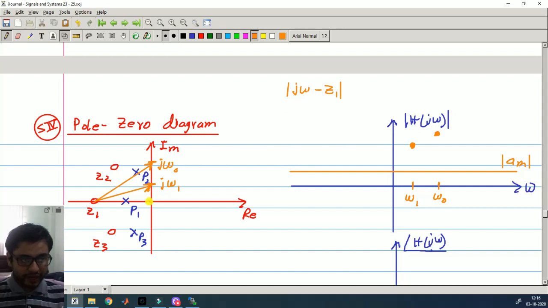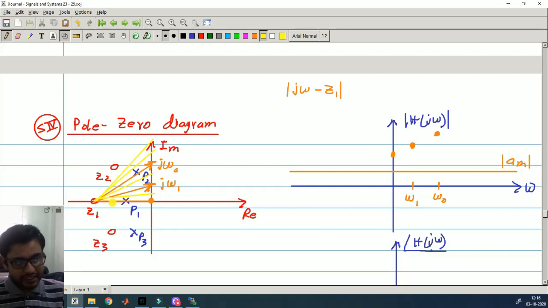Particularly say when omega is 0, that point is here, so this is the length then. Okay, and we will mark this length here, and here. Okay, and in this way we will vary the value of omega starting from 0 up to infinity, and we will check these lengths, this length, then this length, then this length, etc. We will vary omega and measure these lengths and plot it here.